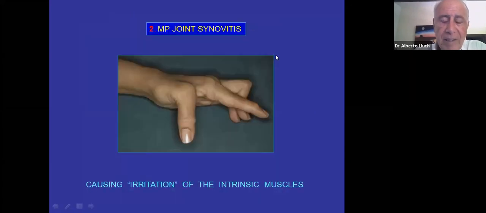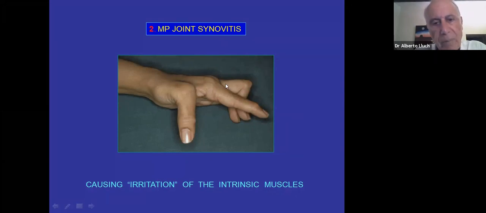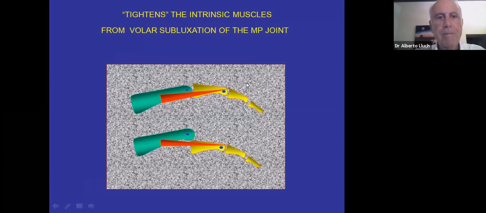MP joint synovitis, they say it's because the synovitis causes irritation of the intrinsic muscles. But intrinsic MP joint synovitis, we see it many times, sometimes, like in this case, with a swan neck deformity, but other times with boutonniere deformities. It all depends on what we have besides the MP joint synovitis. If we have a synovitis of the flexor tendons, or we have a synovitis of the PIP joint.